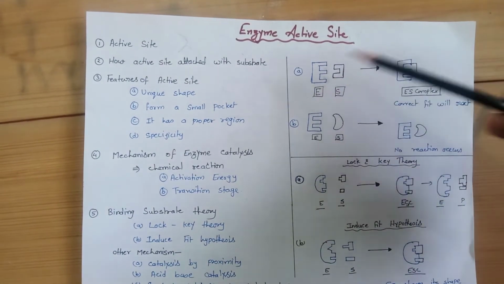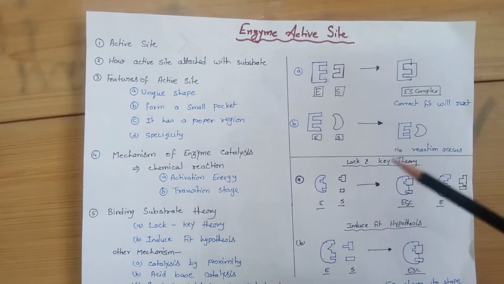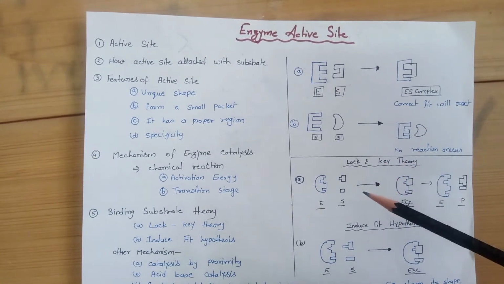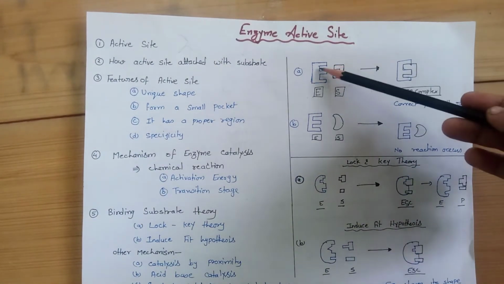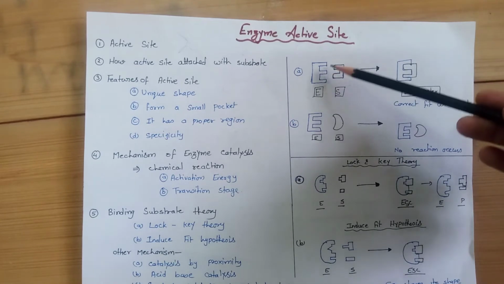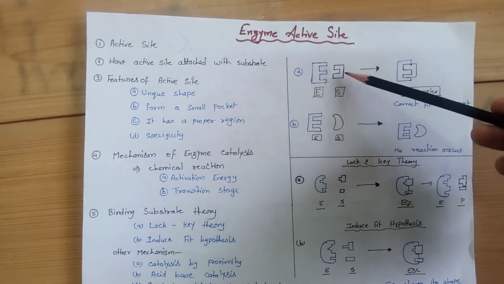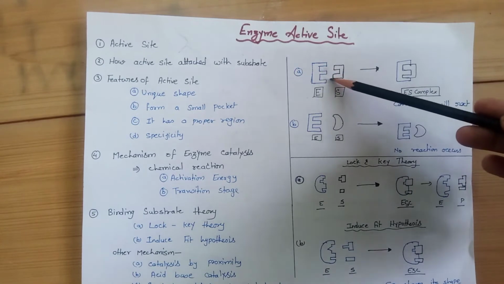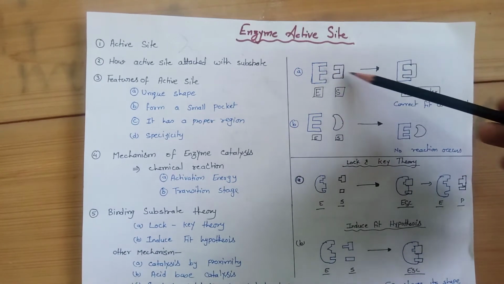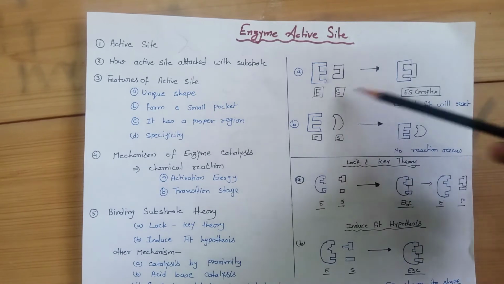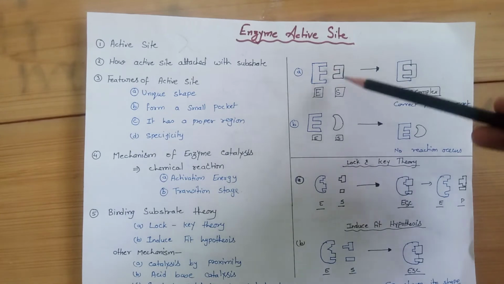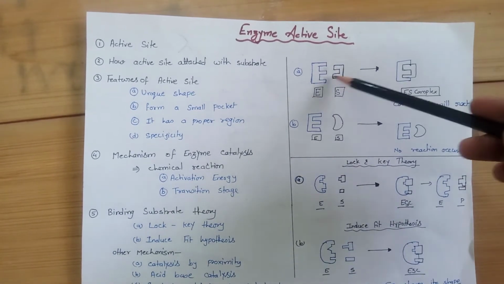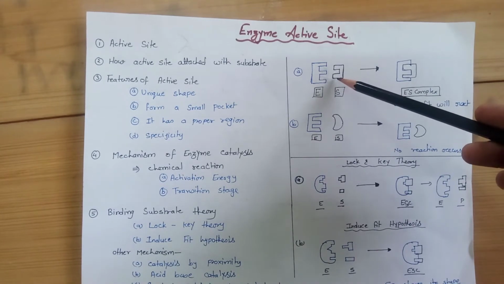The enzyme molecule is made of protein, and protein is made of amino acids. So this active site contains exposed amino acid residues where the substrate molecule gets bound and interacts to form an enzyme substrate complex. And how do they bind? They bind through hydrogen bonds, ionic bonds and covalent bonds.